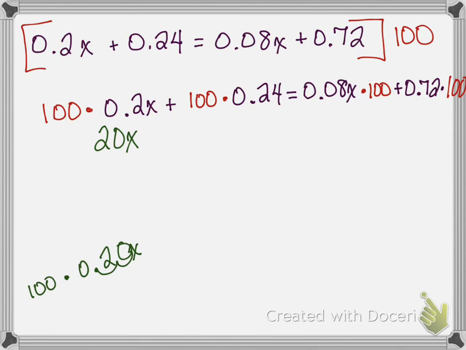Now, 100 times 24/100, that's super nice. Because then we get 24. Okay? Our 0.08x, we move that decimal and we're left with 8x. Okay, our last one, our 72/100, or our 0.72, we're left with 72. Now, is that something we know how to solve?